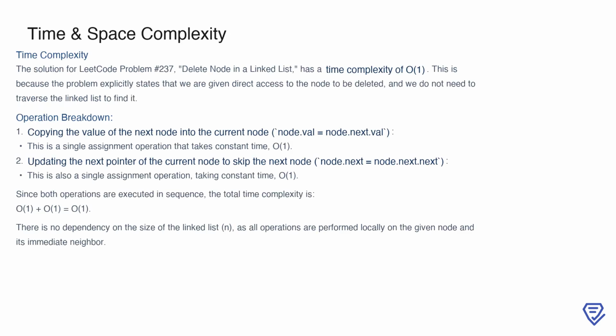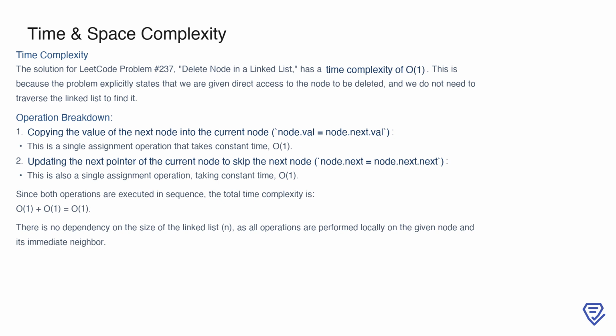The time complexity for this problem is O(1), which is constant time. This is because we are given direct access to the node that needs to be deleted. There's no need to traverse the linked list to locate it. Let's break down the operations.